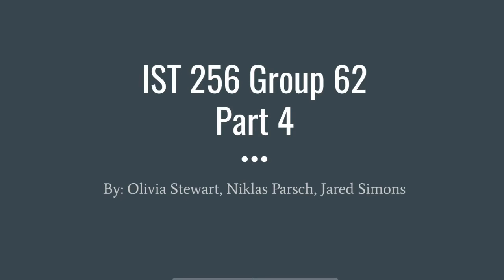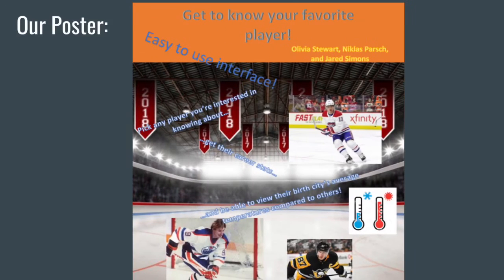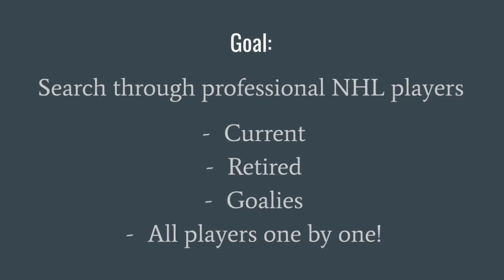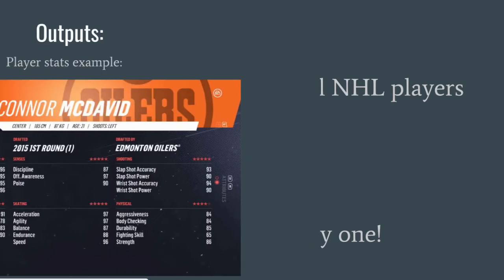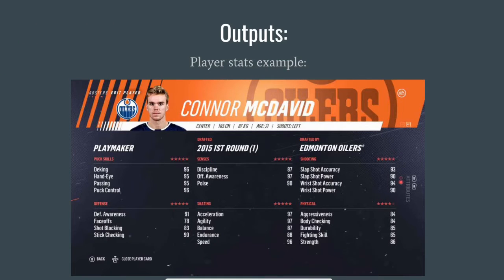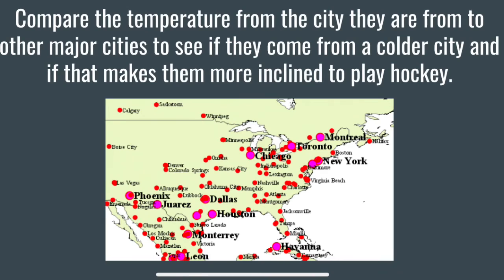So our project's idea was to essentially allow a user to input a professional hockey player's name, any goalie, retired player, or currently in the NHL, have it read back to them the player statistics, and then call for the player's birth city and view the yearly average temperatures of that city by month.